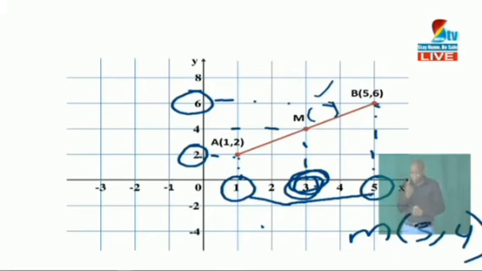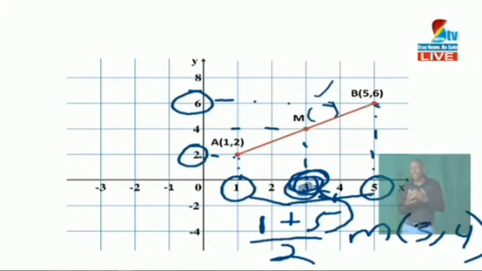Notice this 3 is in the middle of 1 and 5. So we can simply take the average of 1 and 5, which is just the mean. So the mean of 1 and 5: we say 1 plus 5, then we divide by 2, because we are adding 2 numbers. This gives us 3. You also do the same thing on the other side: 2 plus 6 divided by 2, you get 4. That's how you get the coordinate of the midpoint.